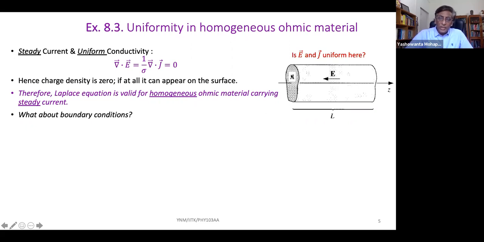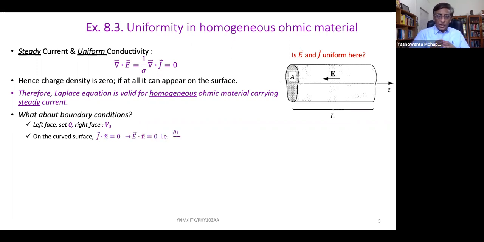The two ends are held at constant potential and a potential difference of V is maintained. So I can as well say that the left face is 0 and the right face is V naught, so that the potential difference is V naught. What about the curved surface? On the curved surface, of course, J dot n is 0, because there is no charge leaking out of the surface of the conductor. And hence E dot n must be 0, which means del V by del n is 0, whatever it may be.